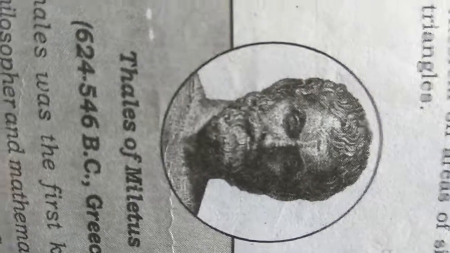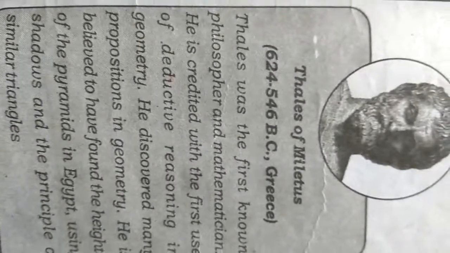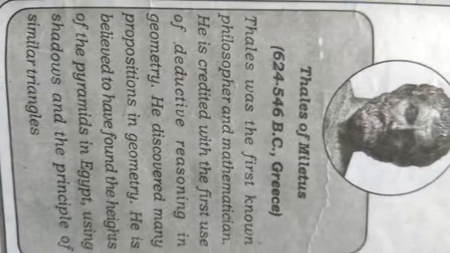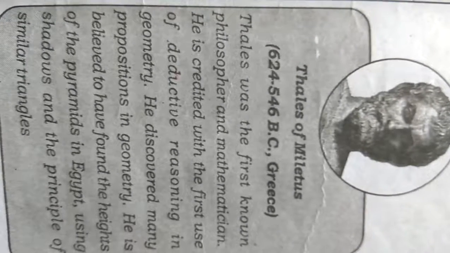Students, observe the photo of Thales. This is the photo of the great mathematician Thales of Greece. Here is a little information about Thales. Observe carefully. He lived between 624 and 546 BC in Greece. He was the first known philosopher and mathematician.